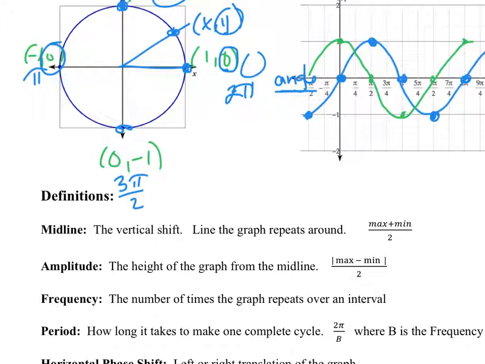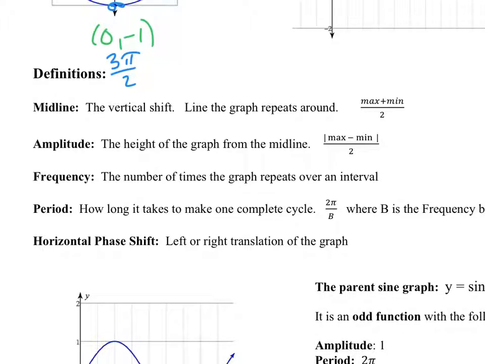The formula, if you can't figure it out from the graph, is the highest value plus the lowest value, divided by 2. In this one it would be 1 plus negative 1, divided by 2, which is 0, and that is the x-axis. Amplitude is the height of the graph from the midline. This is the midline right here. How high is the graph? In this case, it is 1. If you can't figure that out, the formula is very similar to the midline formula, but it's subtraction. And amplitude is always positive because it is a height.